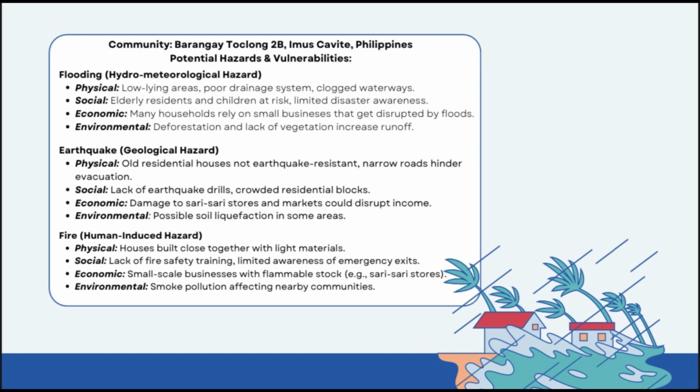Next is my community vulnerabilities. Our vulnerabilities include houses located in low-lying areas that easily flood, a lack of disaster preparedness training among residents, limited evacuation centers, and the presence of children and elderly who are more at risk during disasters.